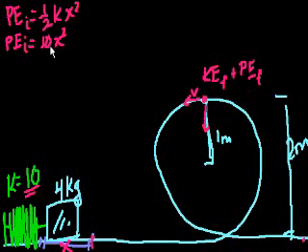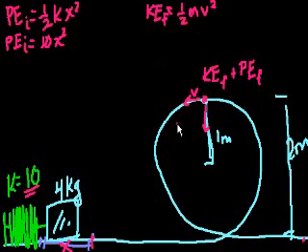And that, of course, has to add up to 10x squared. This was called the spring potential energy, and now this is gravitational potential energy. So what's the energy at this point? Well, what's the kinetic energy? Kinetic energy final is going to have to be 1/2 times the mass times the velocity squared, right?